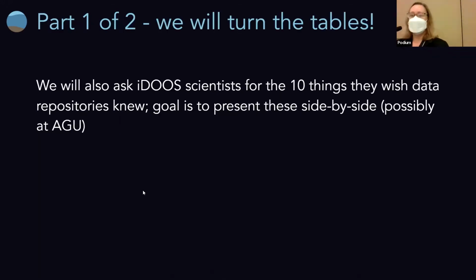We have a second part of this work planned, which is to turn the tables. We're going to go to the DEW scientists and ask them for the 10 things that they wish data repositories knew about their world or could do better for them. And our vision is to present these side by side in a poster at a conference, possibly AGU if we get there quickly enough.